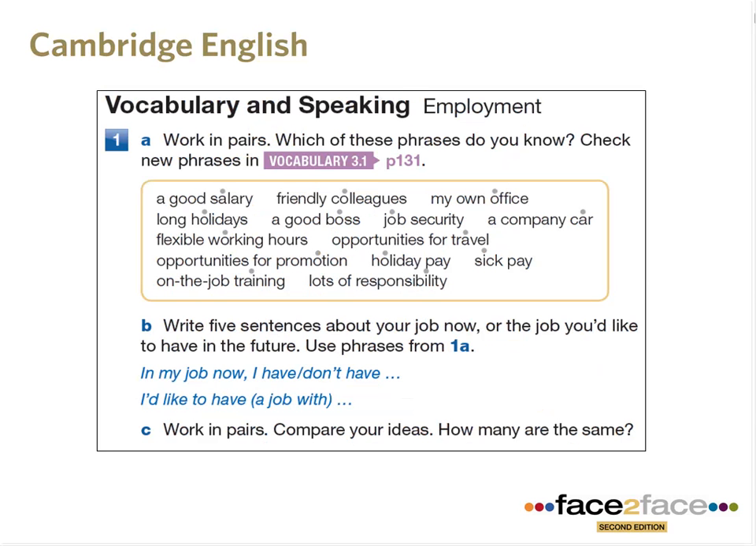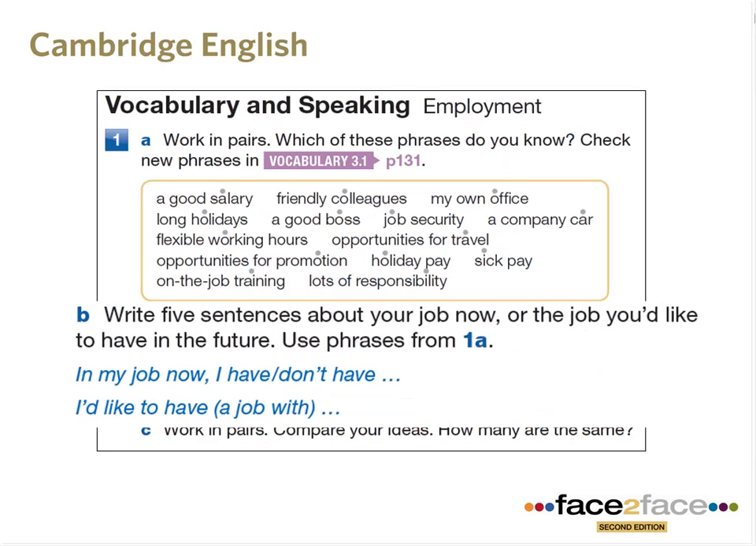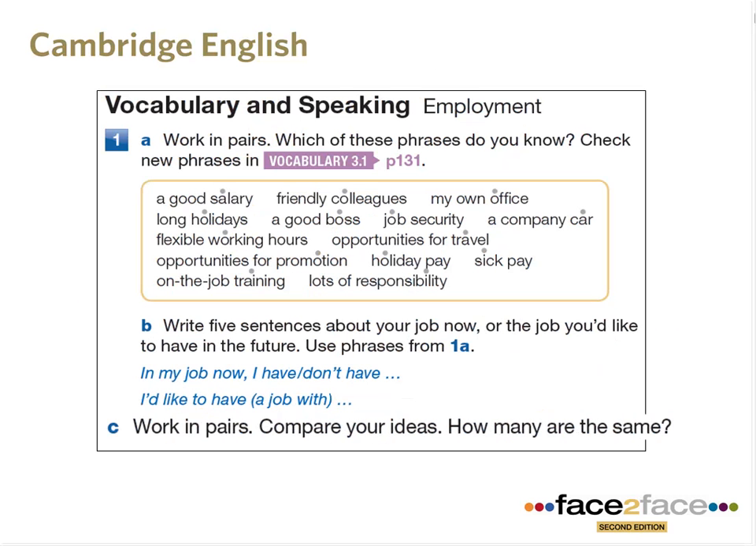students are taught some phrases for employment in the usual way. Then in B, they're asked to write 5 sentences about their jobs now, or the job they'd like to have in the future. Again, using the phrases. So, in my job, I don't have a good salary, a company car. I'd like to have a job with opportunity for promotion, etc. So they get a chance to personalize the vocabulary. Then, students compare their ideas in pairs.